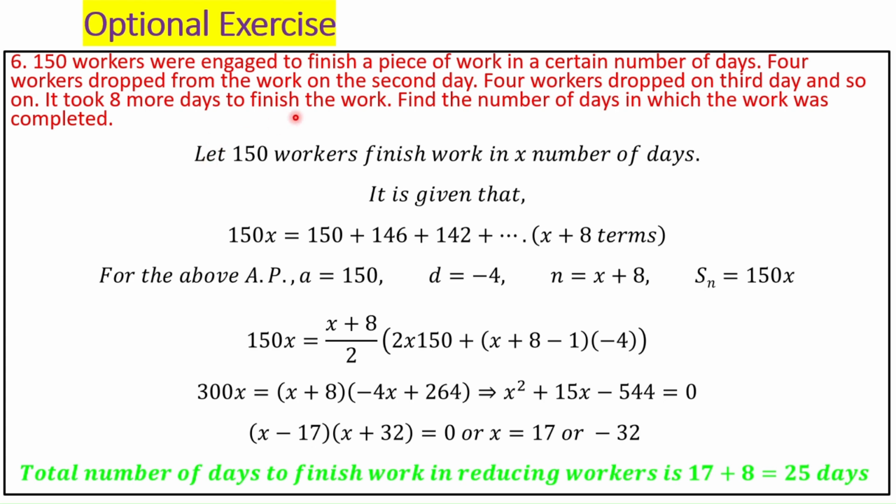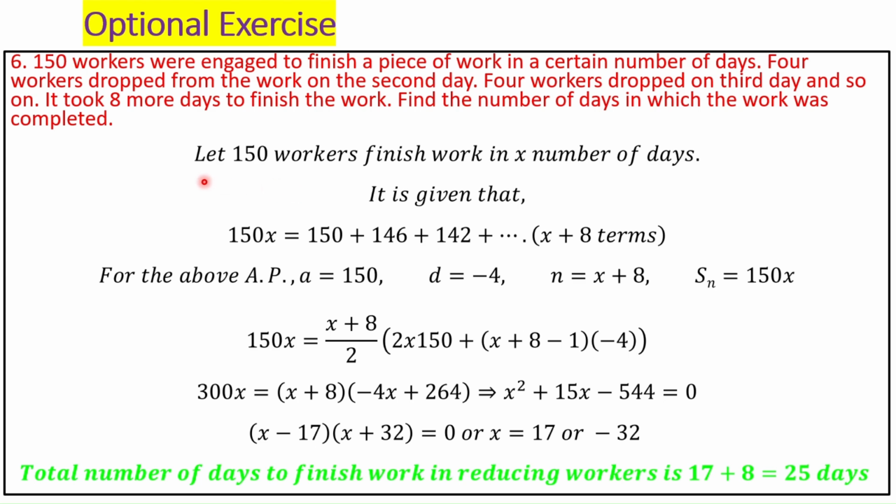Okay, 150 workers are engaged to finish a piece of work in a certain number of days. If 4 workers are dropped from the work on second day and 4 workers dropped on the third day and so on, it took 8 more days to finish the work. Find the number of days in which the work was completed.